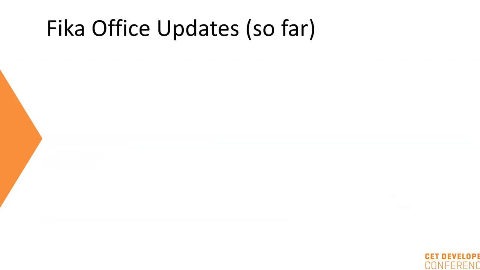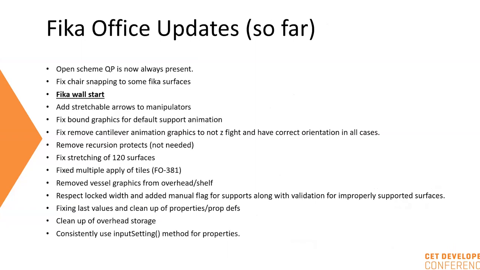And then briefly on Fika Office, again, it's mostly been fixes and cleanup. The one thing I did want to specifically call out is that we added an example of wall snap, of feature snapping with walls. So we added a wall start to there. That'll be in 11.0. So take a look at it if you're looking to do wall snapping for the first time or looking to update that functionality.